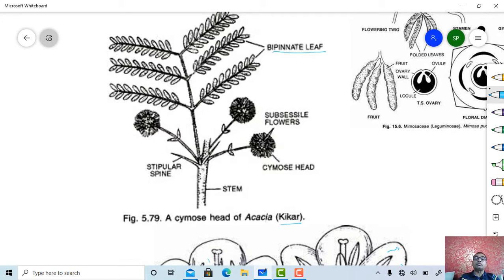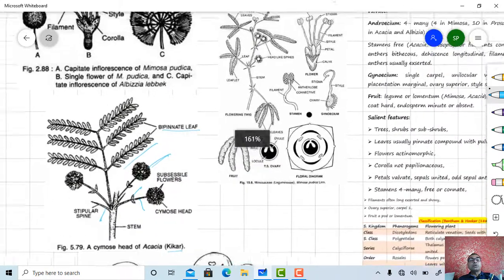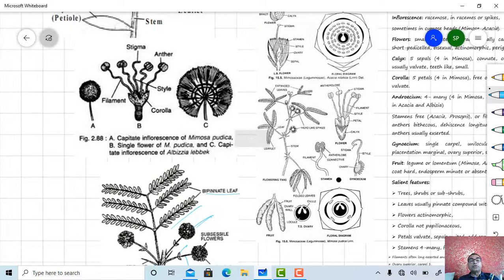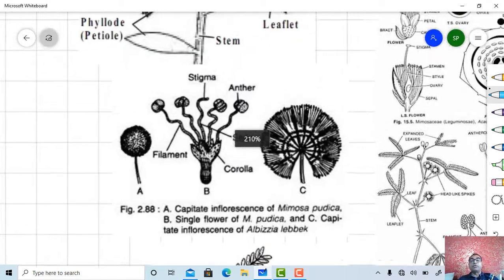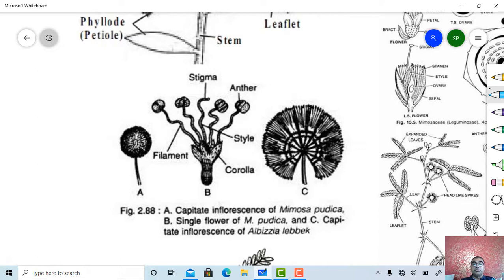These are the unipinnately compound type of leaves, not bipinnately compound. This is an inflorescence. These are the bracteoles. This is a pedicel, and these are the stipules. So again, one more figure, capitate type of inflorescence.